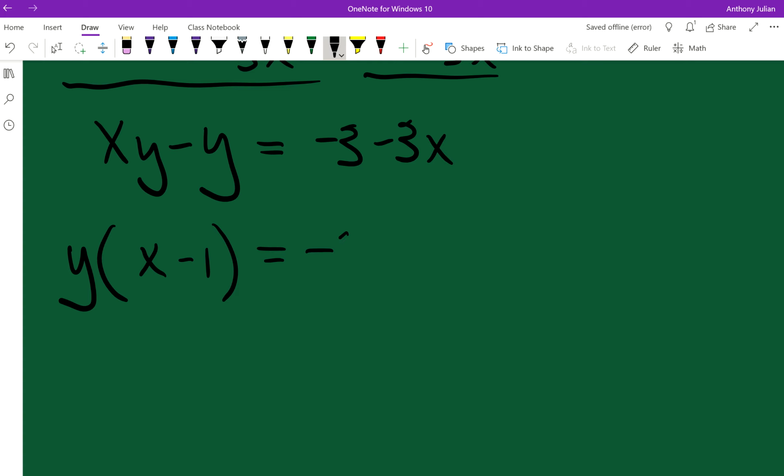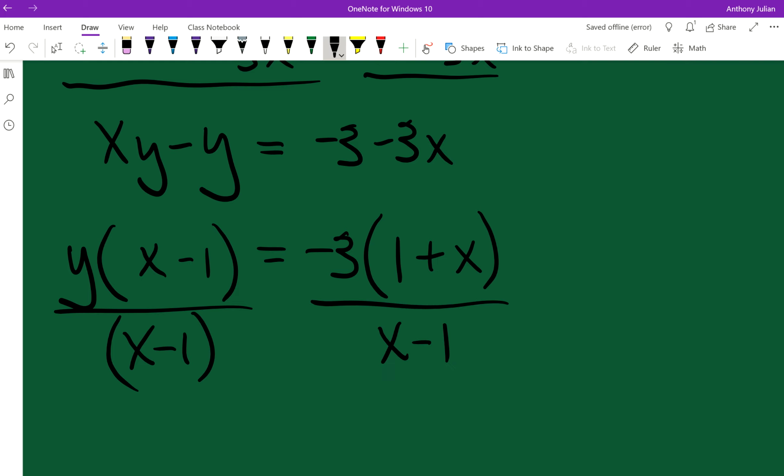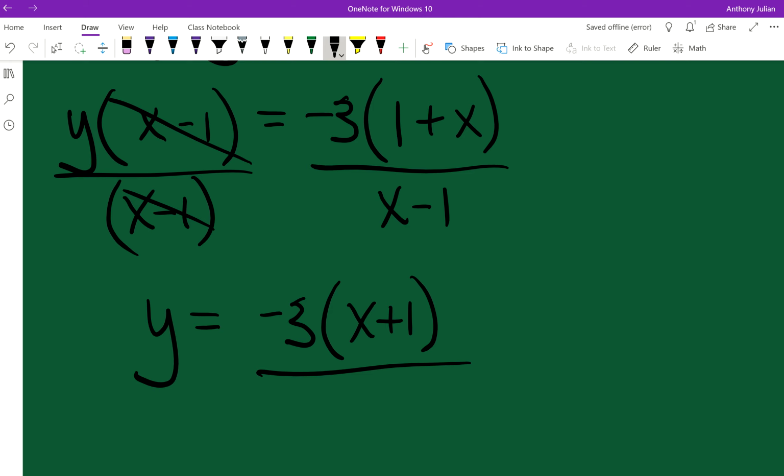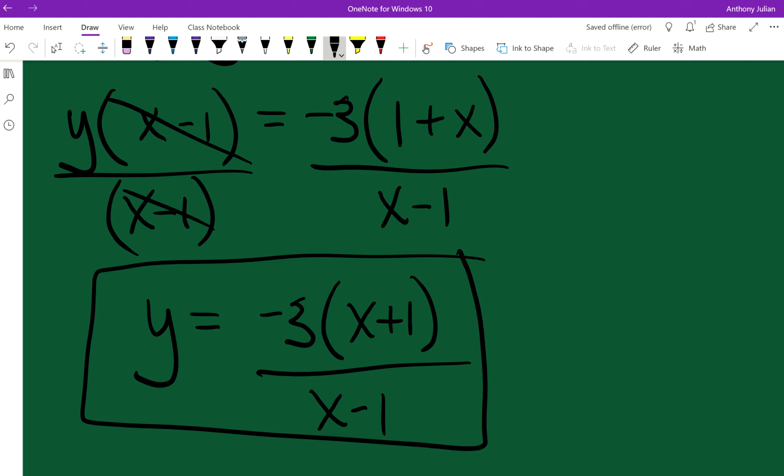I'm going to take out a negative 3 on the right side. When I do, I have negative 3 divided by negative 3 is 1, and negative 3x divided by negative 3 is positive x. Okay, kind of makes sense. And now, to get my y by itself, I'm going to divide both sides by x minus 1. So the x minus 1's cancel. I'm going to have y equals negative 3 times (x plus 1) over (x minus 1). And I solve for y. And that's all I got here. That's it.